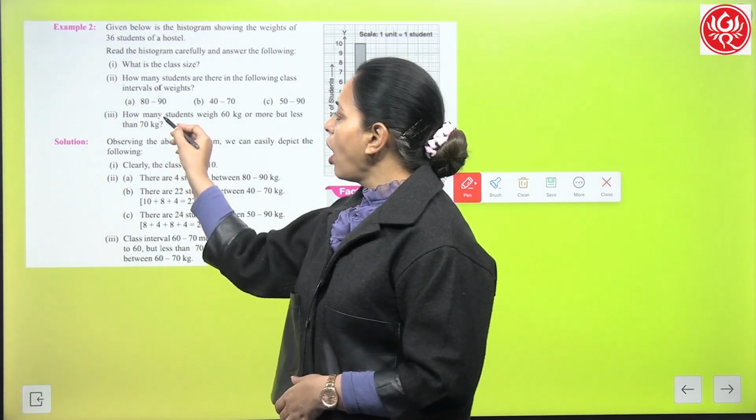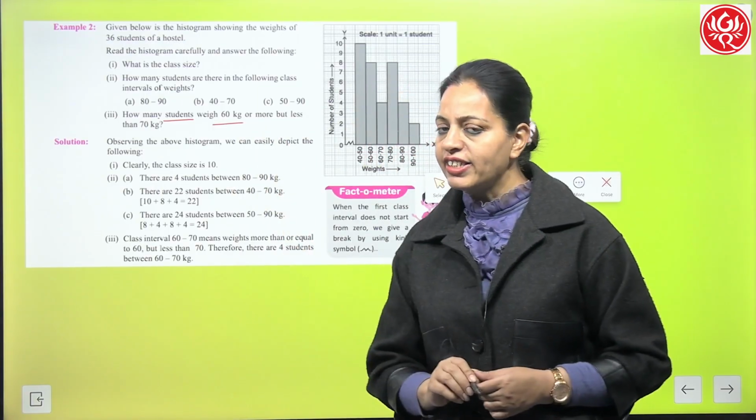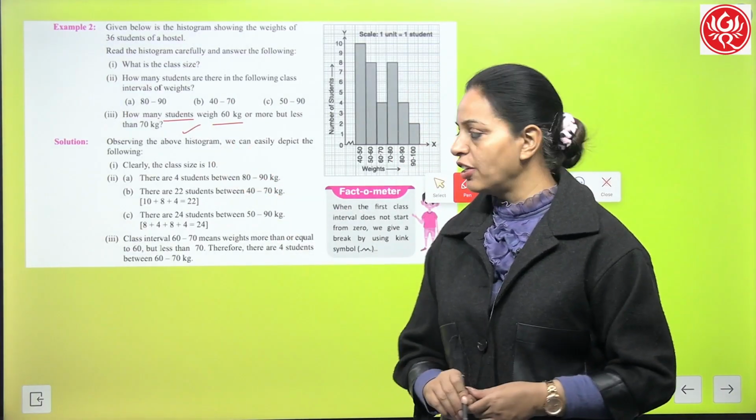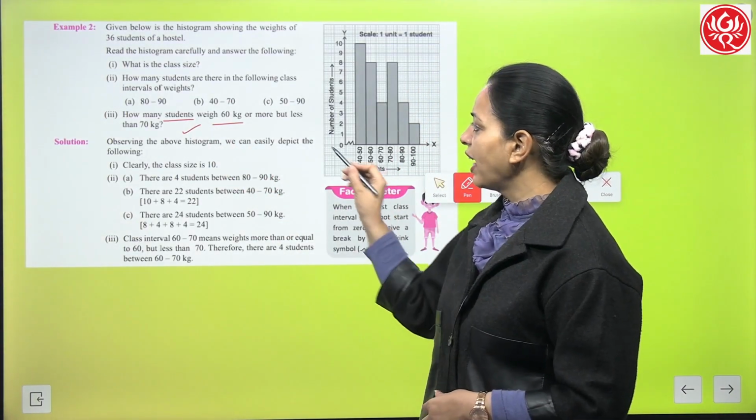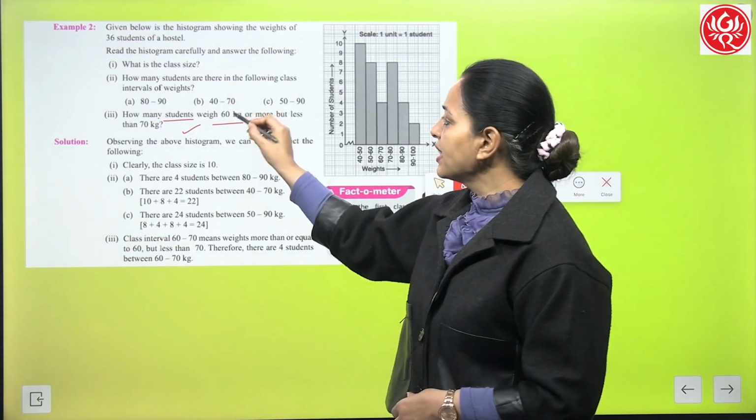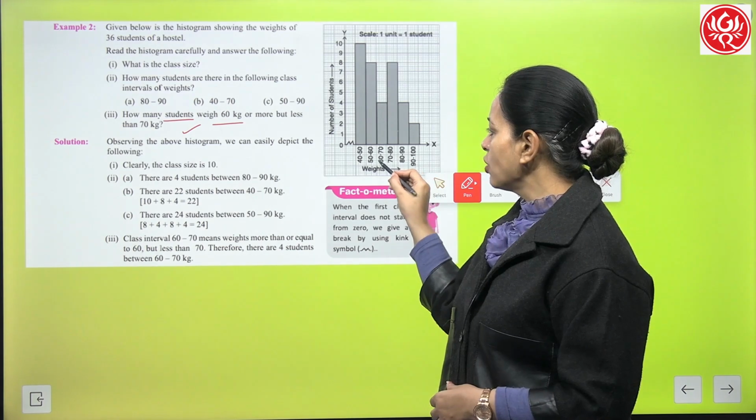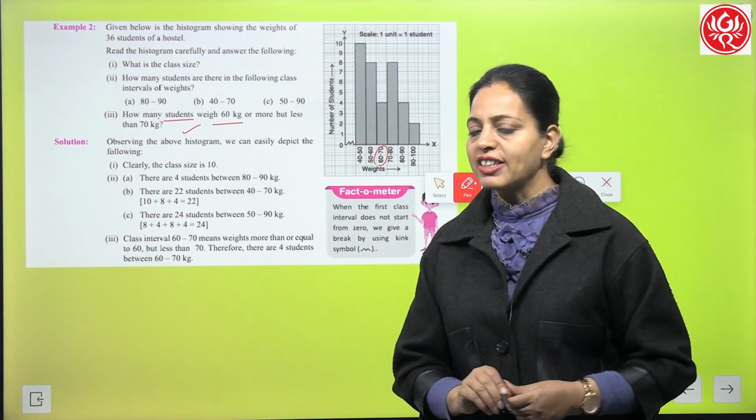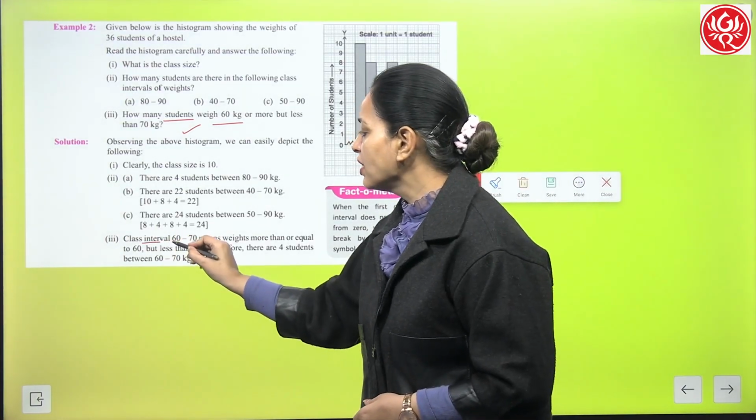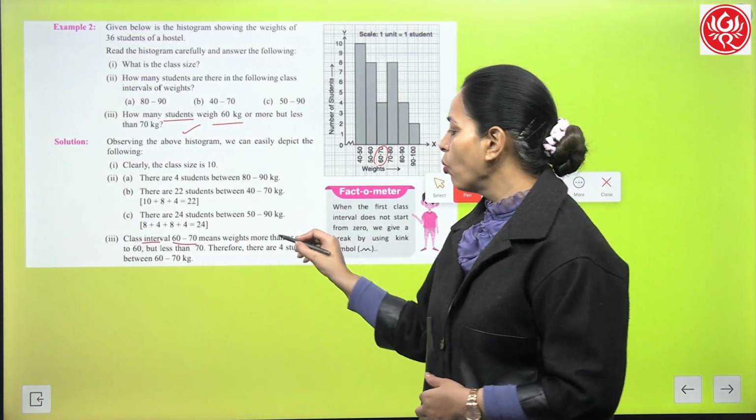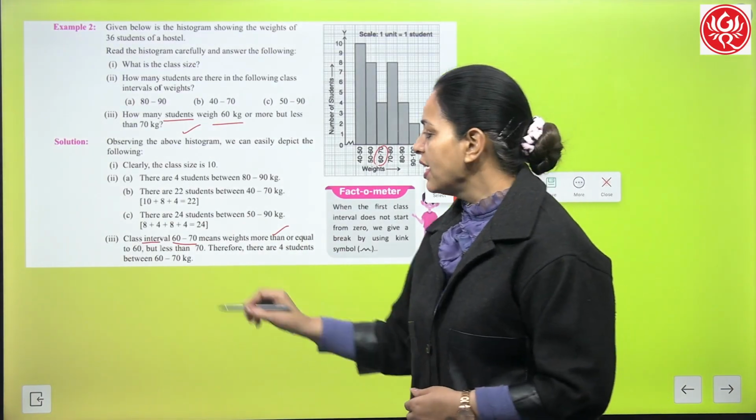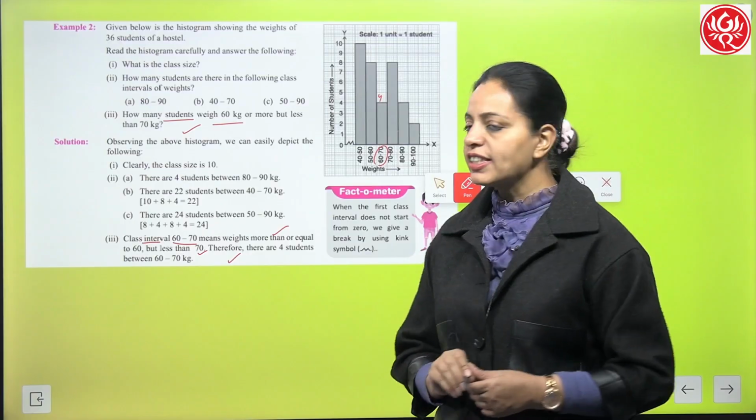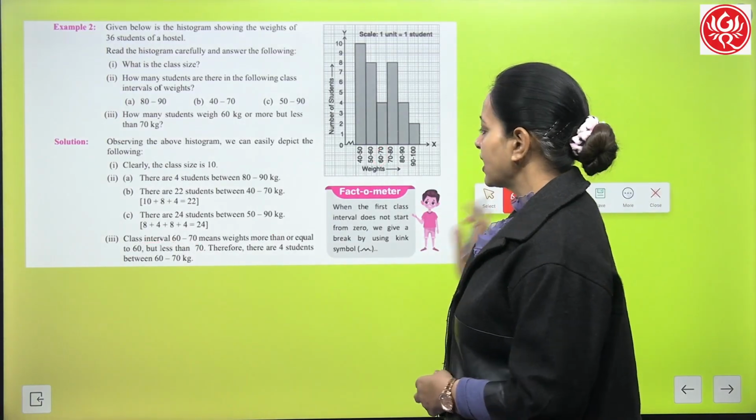Now the third part, how many students weigh 60 kg or more but less than 70 kg? So here weights are given. They are asking how many students weigh 60 kg or more, means 60 to 70, because less than 70 means that interval is 60 to 70. So class interval 60 to 70 means weights more than or equal to 60 but less than 70. So how many students are there? 4. So answer is 4, right? I hope this is clear to you.